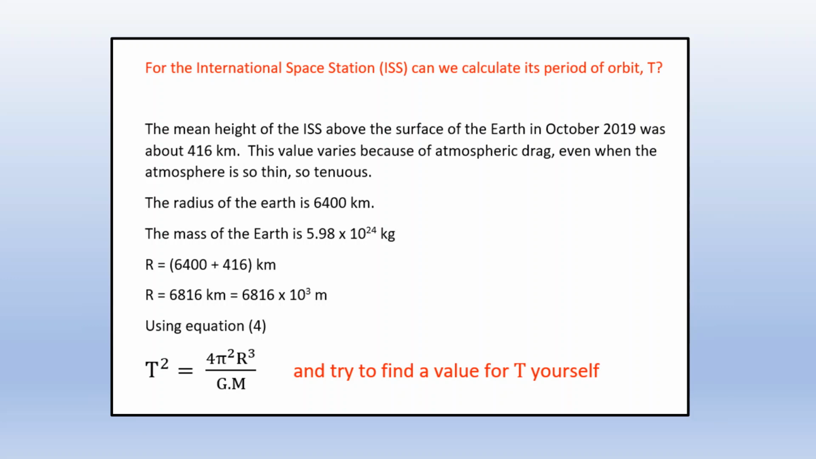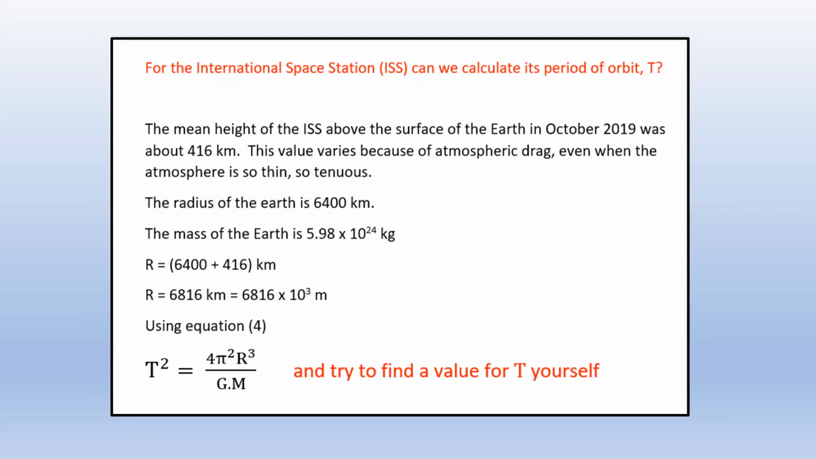Even up there, the atmosphere is thin and tenuous, but there is still a drag acting, which over time, over months, would significantly reduce the height of the orbit. And so periodically, when a supply vessel goes up carrying provisions and or astronauts, it needs to be given a boost to bring it up to a higher orbit.